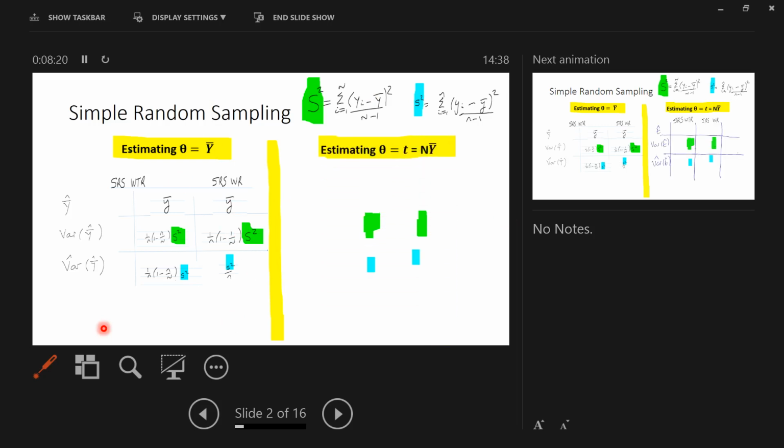Estimating theta, T, is in Y bar. Why do we say that? I'm now estimating not the population's mean, but the population total. What is the total number of children under the age of 5 of all employees at UKZN? We want to have a Christmas party. We want to know how many there are. So we're trying to estimate that by taking a few of the staff members.